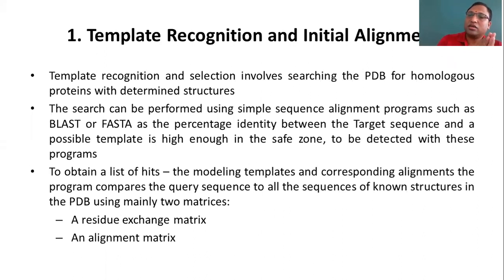With that, the sequence will be compared. So what happens in the data bank, that is the Protein Data Bank, when they compare with all the sequences which are present, we will get our required data which is having the similarity. So there are 2 matrices which are followed here. The first thing is a residue exchange matrix and the second is an alignment matrix, which is used almost similar to the dot matrix, you can say.